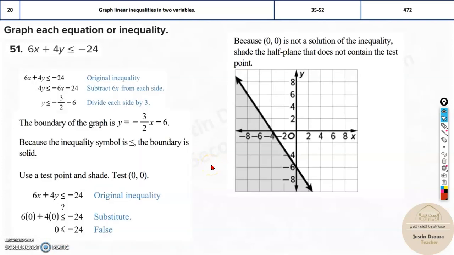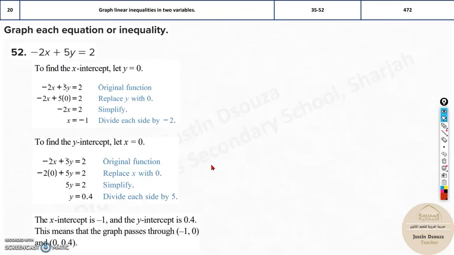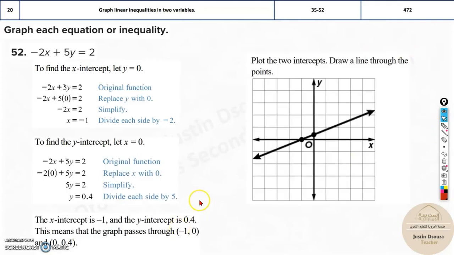And over here, the last question is this one. I hope this is clear. It is very, very simple. There are questions 35 to 52, plenty of questions. Please try to solve them by yourself and then check the answers.